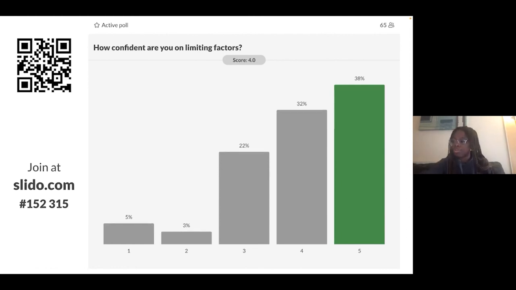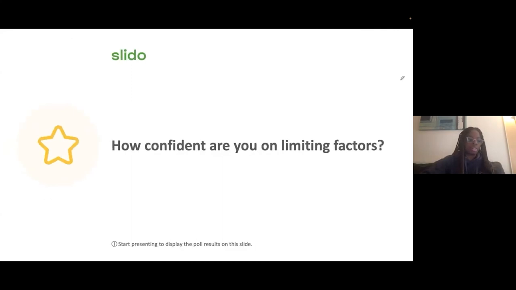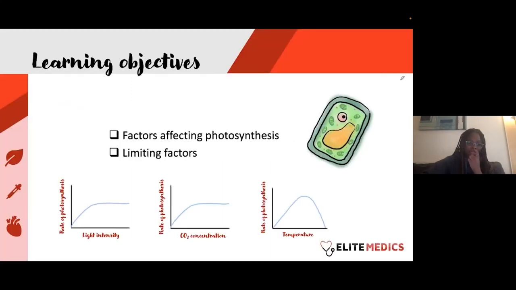So I'm just going to stop presenting that for now and move back to the slide. So we are moving quite quickly, we're doing quite well. So we've looked at factors affecting photosynthesis and the limiting factors. So we have factors that affect us: chlorophyll, rate of photosynthesis, light intensity, carbon dioxide concentration, and then the temperature. The limiting factors are based below.